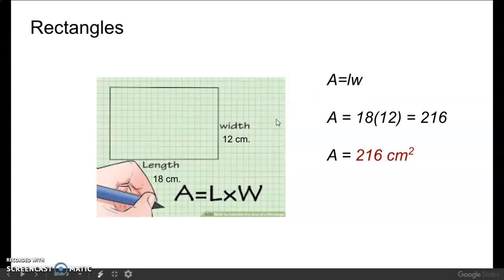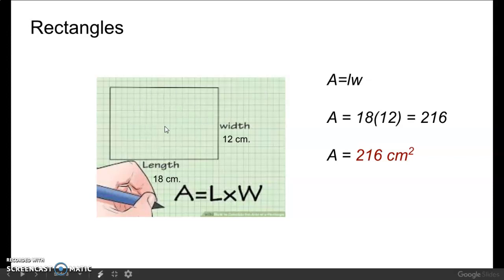I just want to remind you that area is figuring out how many squares fit on top of something. Another way I say it is how many square units could you draw on a surface? A very important thing is remembering what a square unit is. So in this particular example, you can see I'm outlining one of the squares. Each square here is considered to be 1 square centimeter. That means it's 1 centimeter by 1 centimeter.